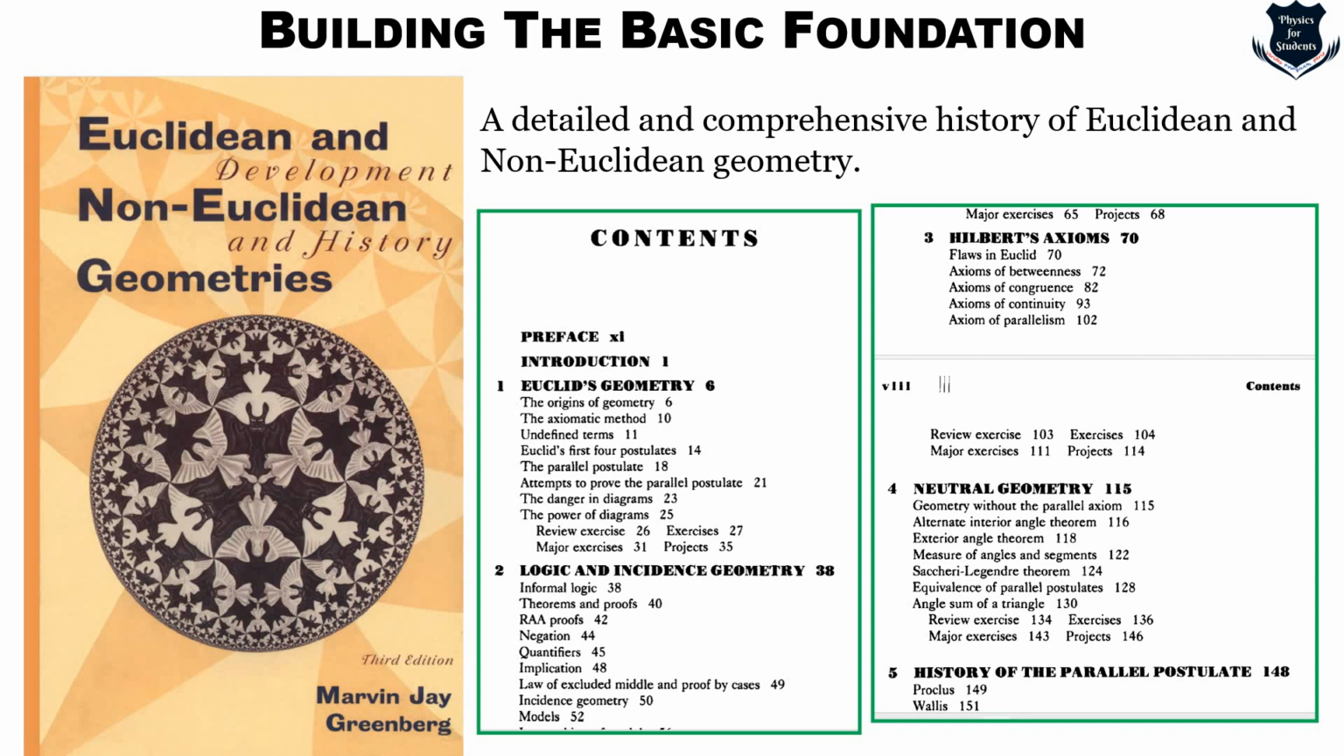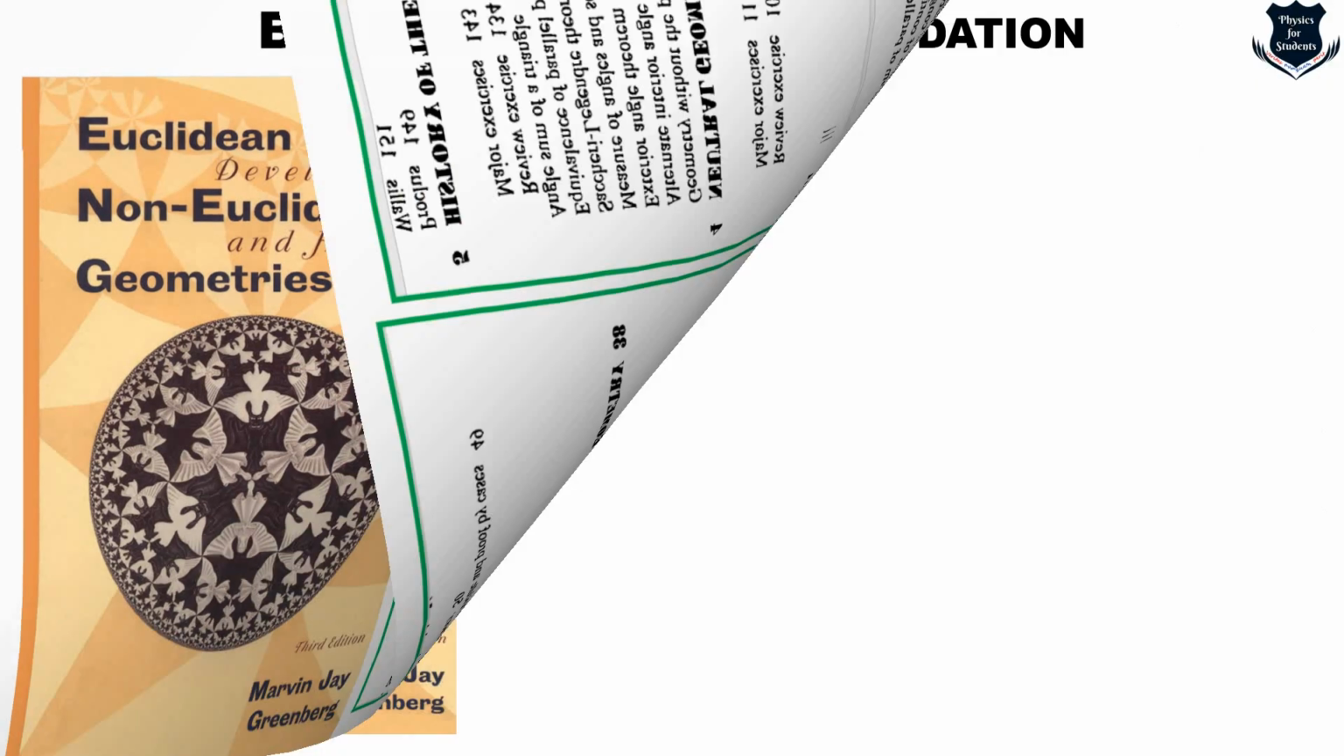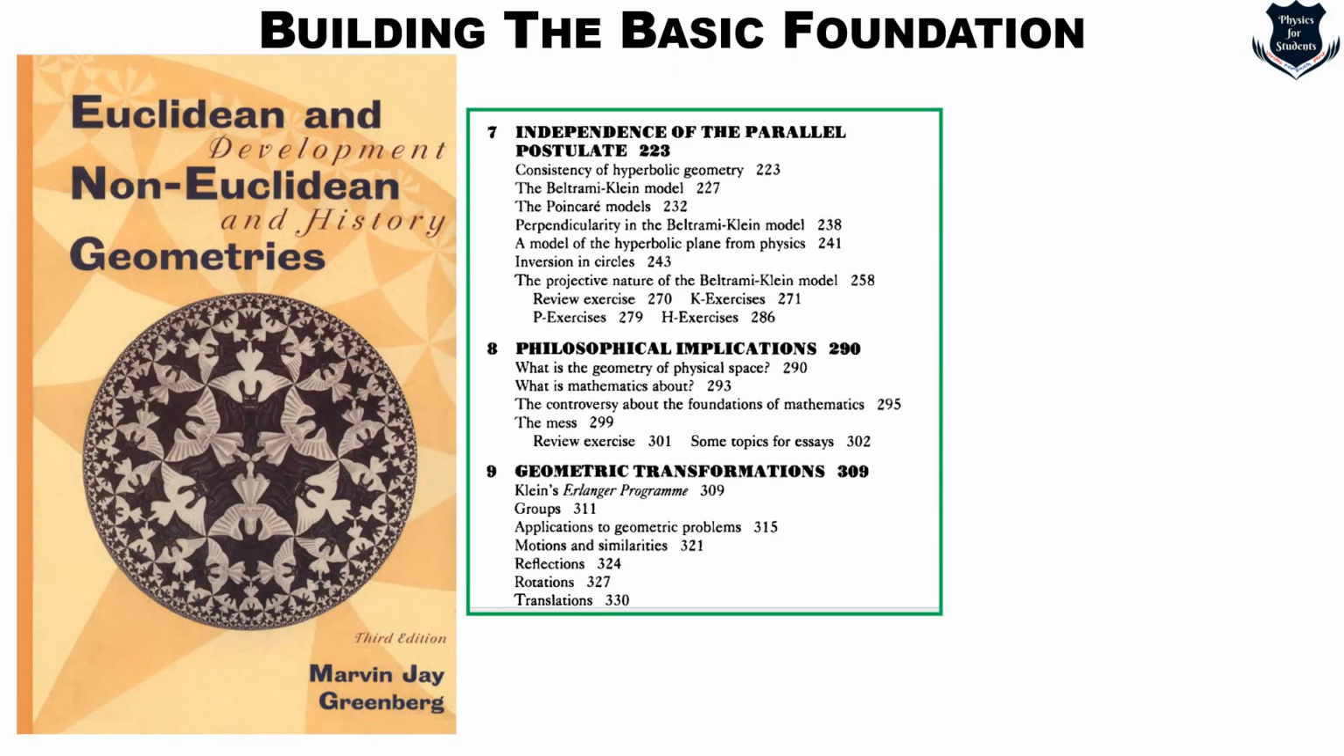To see the basic Euclidean geometry, you see the exterior angle theorem, the measurement of angles, and the angle sum of a triangle, all those things. I mean to say this is something very naive, something very basic, but that is what is called neutral geometry. Further, we will see the independence of the parallel postulate, where he explains the Poincaré model, and there are certain exercises also on the Beltrami-Klein model.